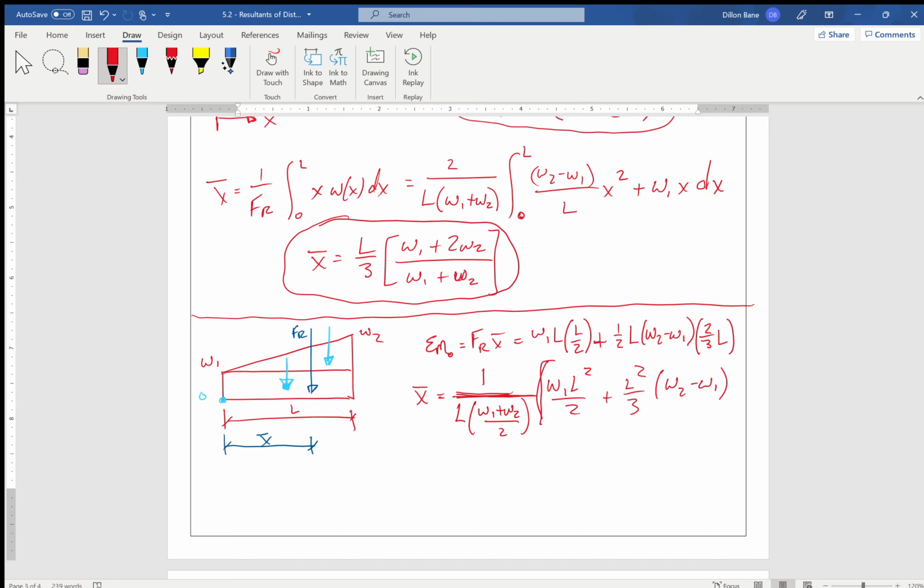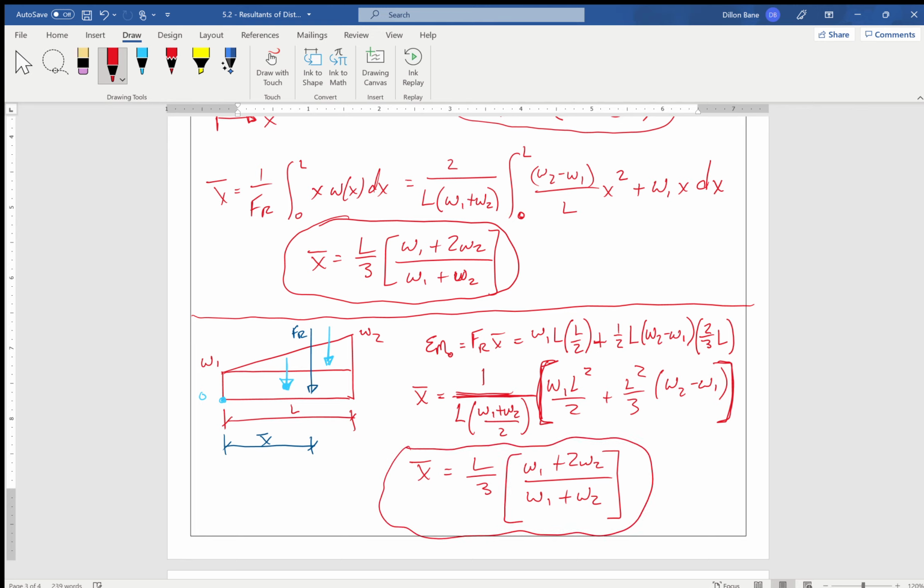And if you were to perform the math out on this and condense all this down, what you find is that X bar will also still equal L over 3 times (W1 plus 2 W2) all over (W1 plus W2). All right, that's what you find. Okay, so there's two different ways there to solve for the same thing.